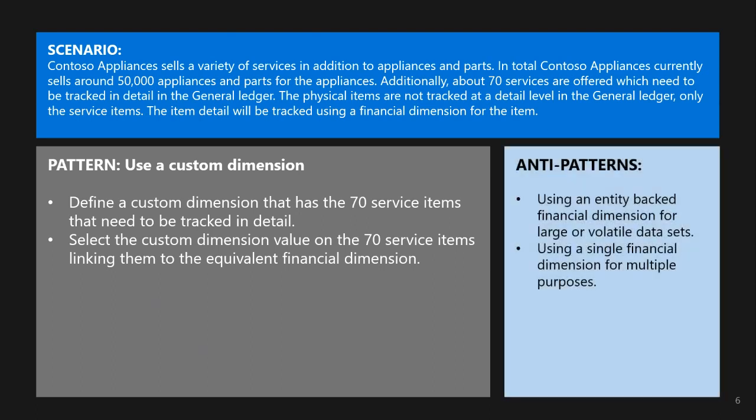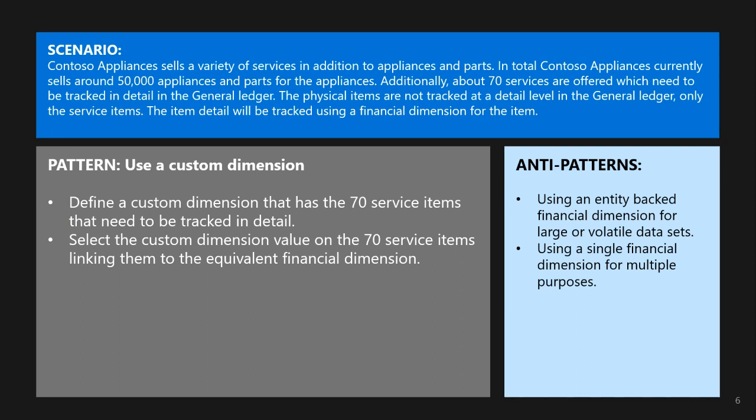Some things that I would say we shouldn't do are probably like using the entity-backed financial dimension. And I know we talked about this in one of our earlier sessions where we said don't use it for larger volatile data sets. The 50,000, well, a dimension with 50,000 values is probably okay. A lot of it, remember, when we talked about it, comes back to the number of combinations.